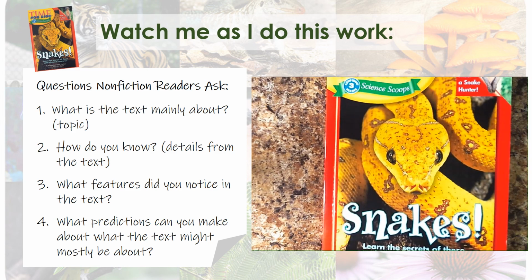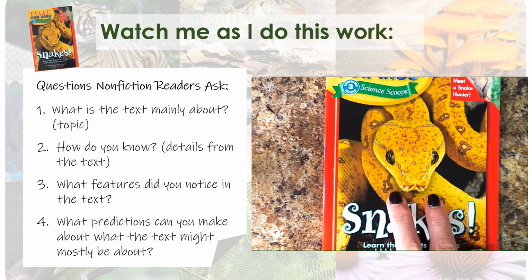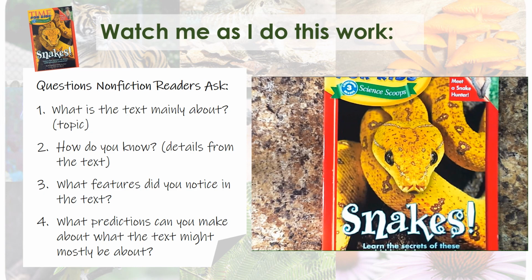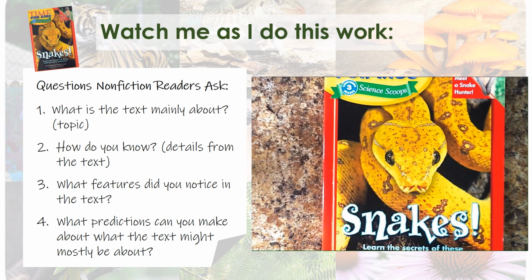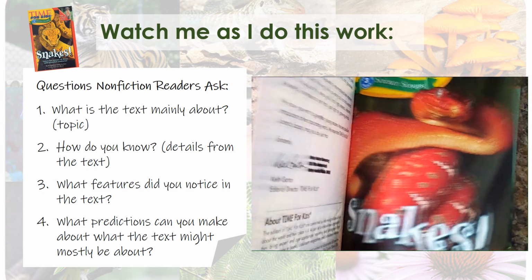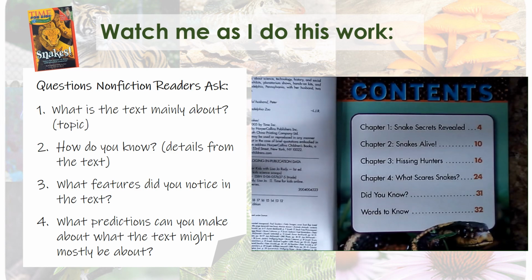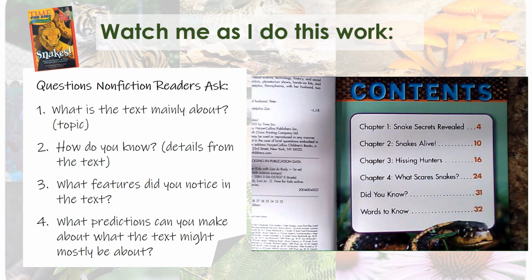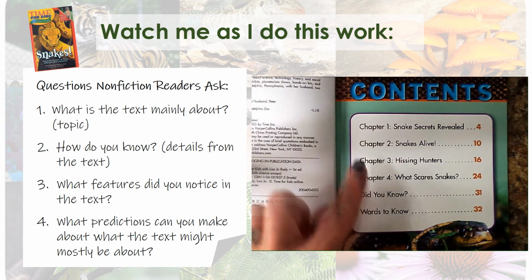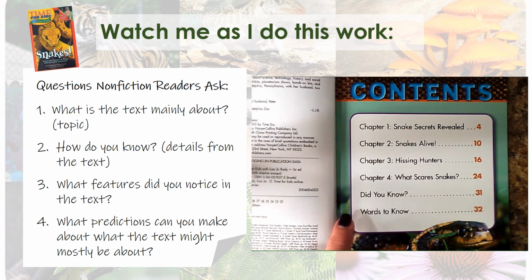The first thing on the front cover I notice is that there is a photograph of a snake. That is a text feature. Then if I turn a couple of pages, remember this part? This is the table of contents. So if I only want to read a particular chapter or a particular part of this book, the table of contents tells me exactly what page to go to.